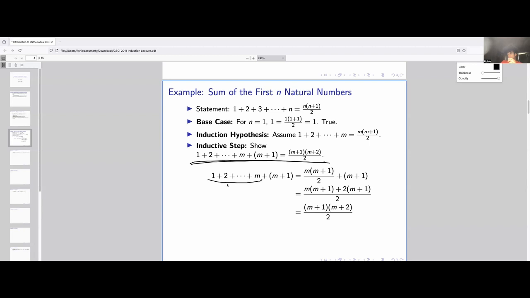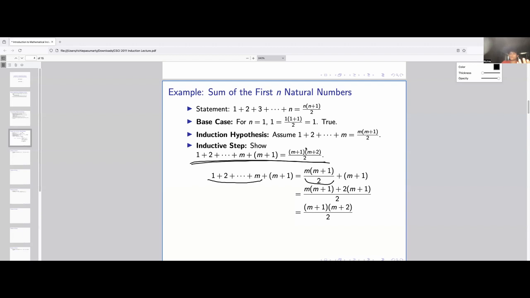Notice that the sum up to m is equal to this because I have assumed that in my inductive hypothesis. Now I'm just adding on an m plus 1 to it. I can merge these into a single fraction: m times m plus 1 plus 2 times m plus 1 over 2. Then I use the distributive property to go from here to here. So it's equal to this, which does equal what's expected from our formula.